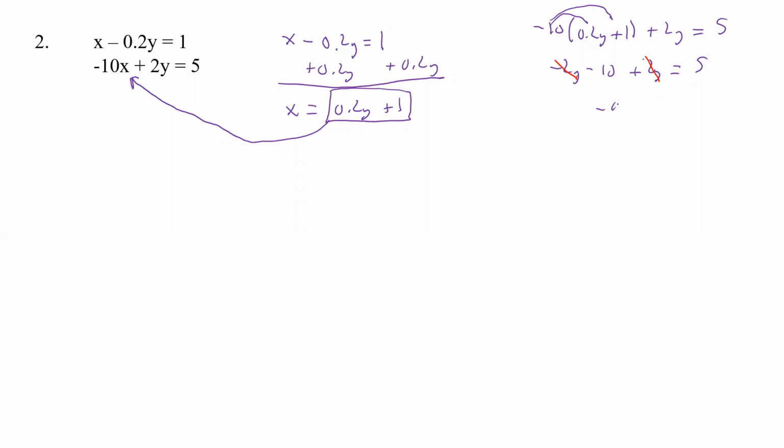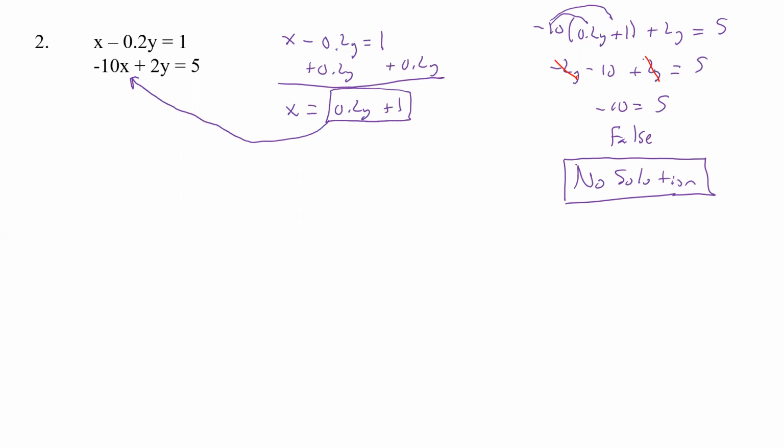And I get negative 10 equals 5. Well, that's not true. That's a false statement. And what did we say about false statements? Well, if there are false statements, then that means there's no solution, okay? And that would be our answer.